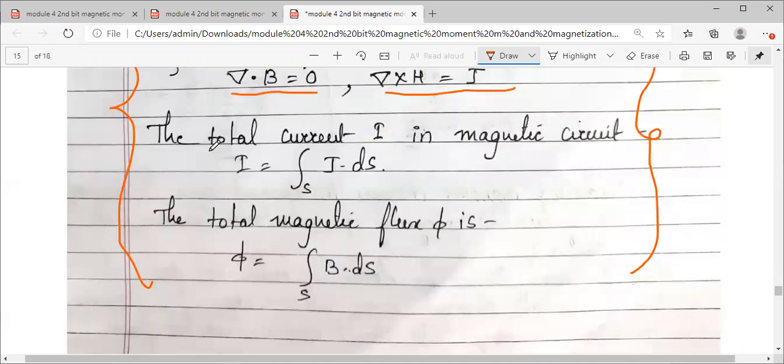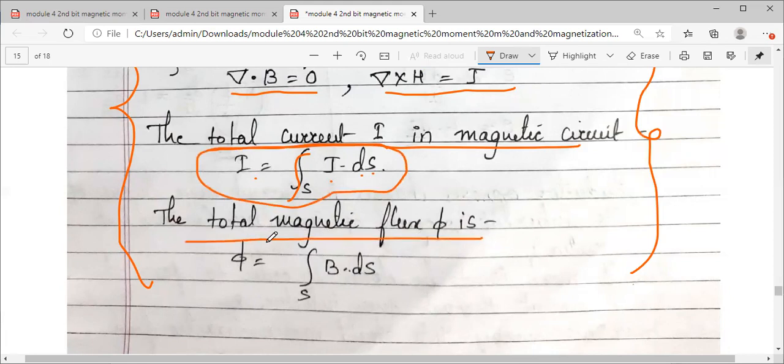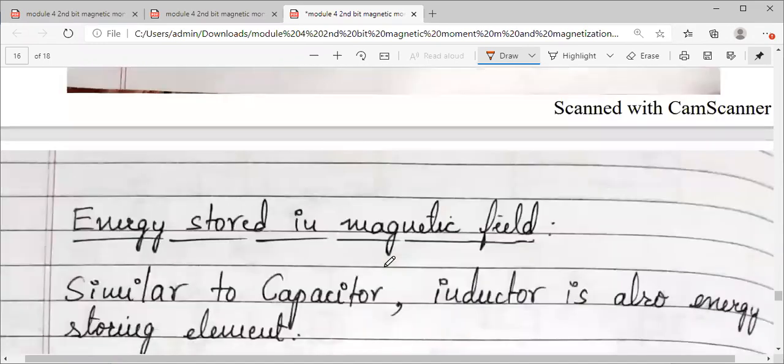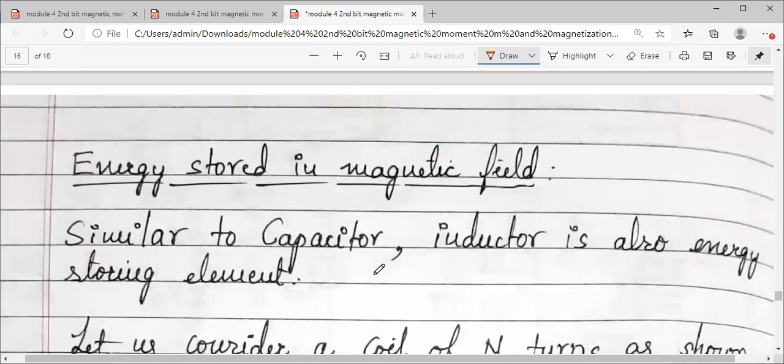You can just go through the equations: the total current I is the surface integral of J dot ds. We have used this even while solving the problems. What is the total magnetic flux? Flux phi equals the surface integral of B dot ds. In the previous session, while dealing with the normal component, we took this equal to 0. Remember. Okay. Now, the next concept is an important one: energy stored in a magnetic field.